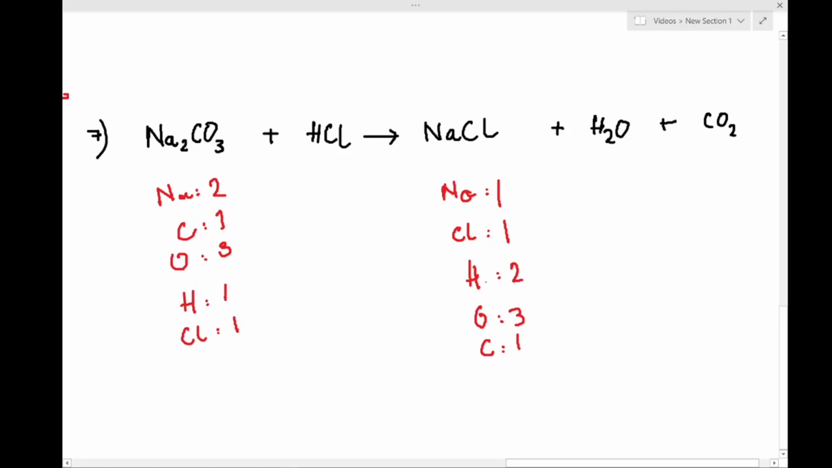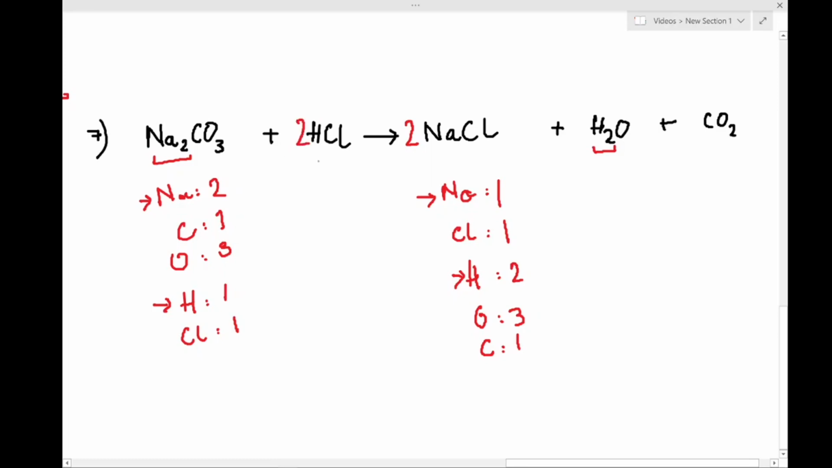What we need to balance are the sodium atoms and the hydrogen atoms, right? So let's start with the sodium. Now over here we have 2 sodium atoms. So simply what I'm going to do is put a 2 here. After that, we're going to come to balancing the hydrogens. So we have 2 hydrogens here. So what we can do is just put a 2 here.